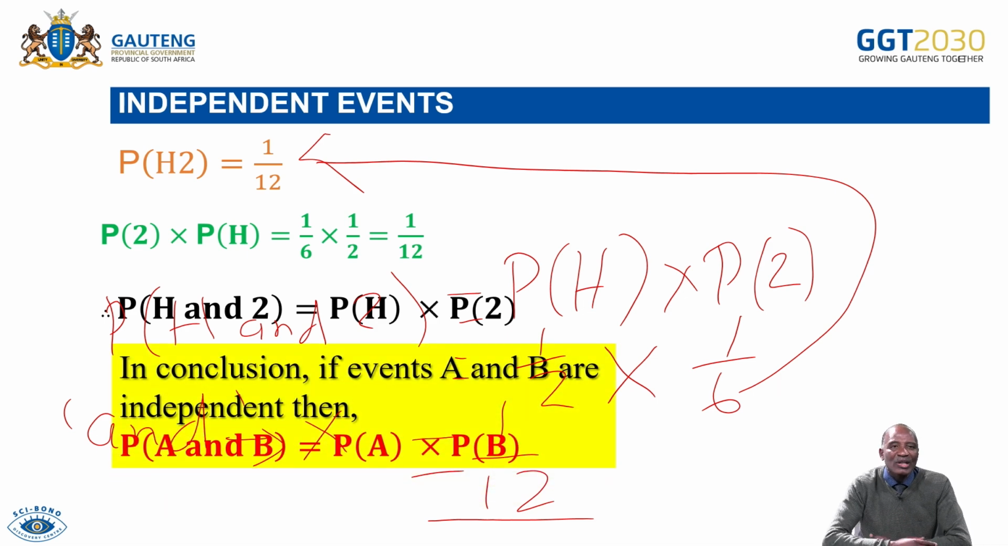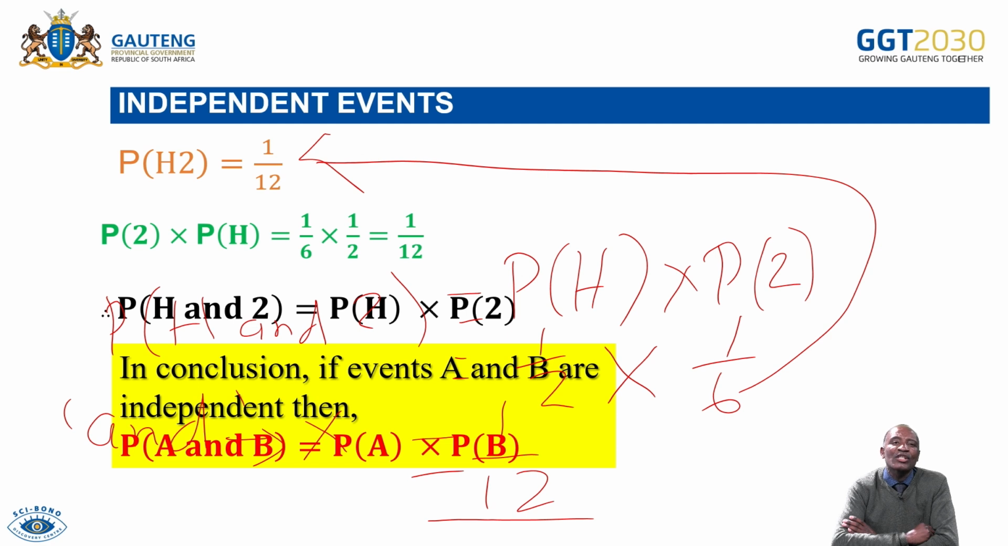Then, in conclusion, what are we saying? We are saying if events A and B are independent, then the probability of A and B is the same as the probability of A on its own multiplied by the probability of B on its own. This is a very important rule in probability. We call this rule the product rule of independent events. This is what we mean by the product rule. Product from the word multiply. We are finding the product of the individual probabilities of our experiment.